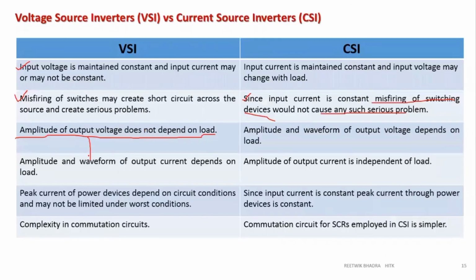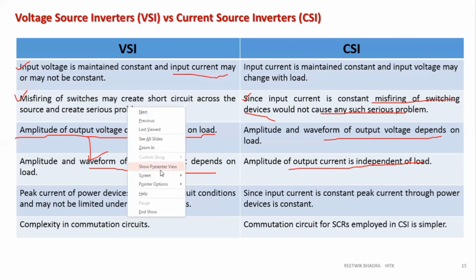This is opposite in terms of current. See, these 2 points are mutually exclusive. For this, voltage does not depend on the load; for this, voltage depends. For this, current depends, but for this, current is independent of the load. We have stated in this point also, input current is constant, and output current all depends upon the load. And output current is independent of the load because it is dependent on the input current.